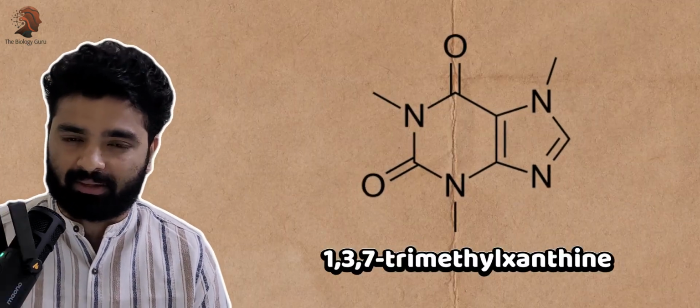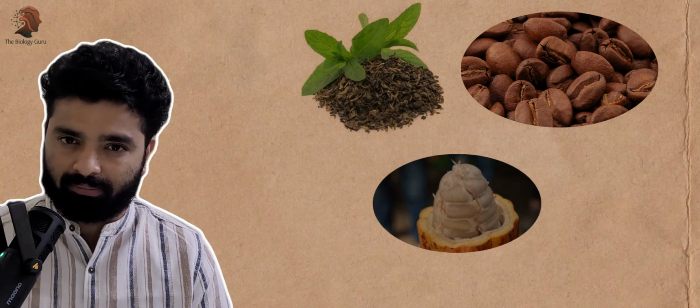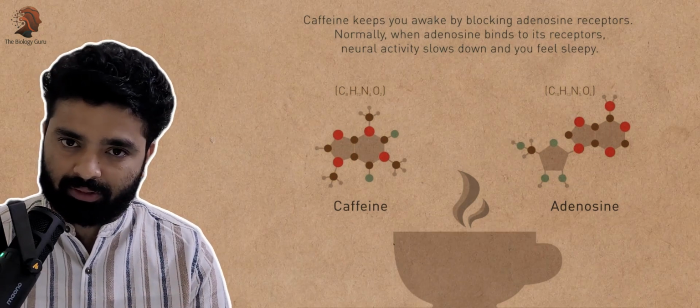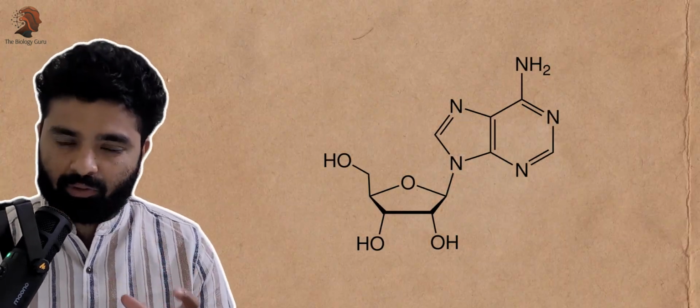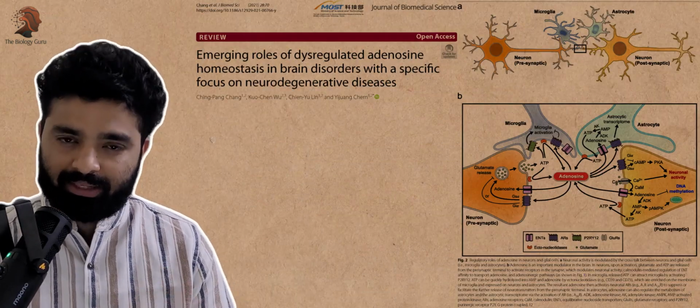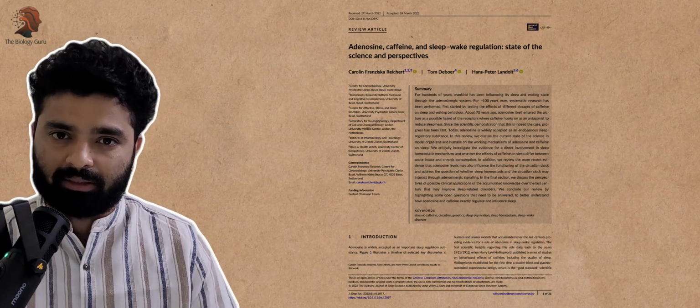Caffeine, or 1,3,7 trimethylxanthine, is a purine alkaloid found in coffee beans, tea leaves, and cocoa beans. Its structure is very similar to adenosine, a molecule that is involved in sleep regulation. Adenosine is a nucleoside which plays a critical role in sleep regulation. During the day, it gets accumulated in the brain, binding specifically to adenosine receptors A1 and A2, which reduces neuronal activity. This binding causes a feeling of drowsiness and reduces arousal.